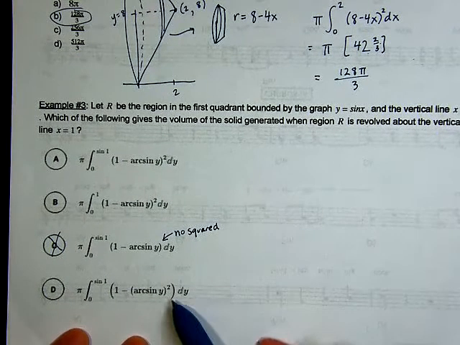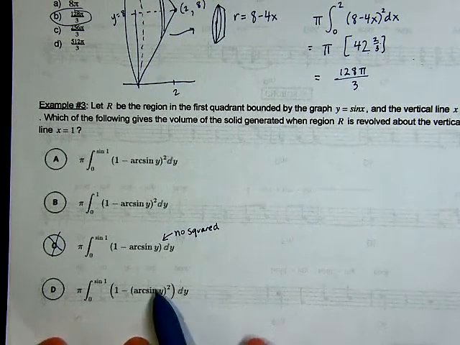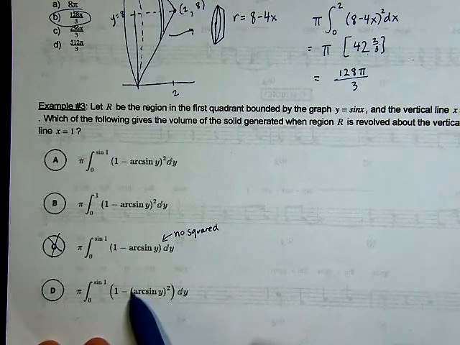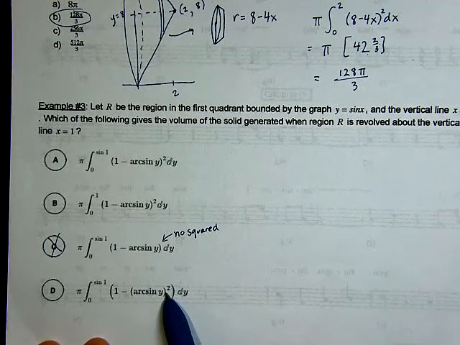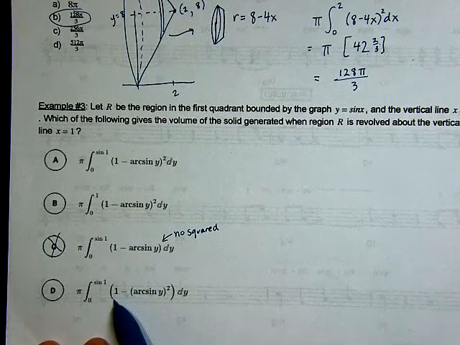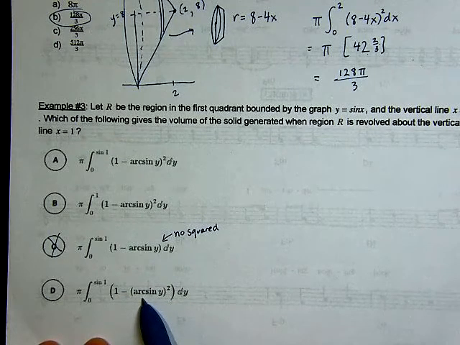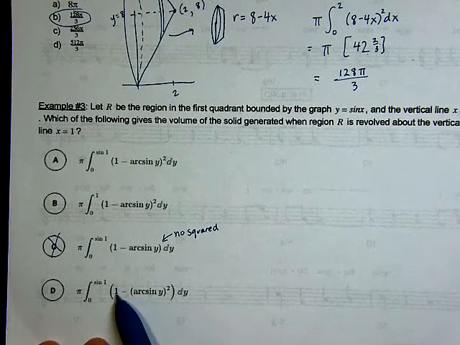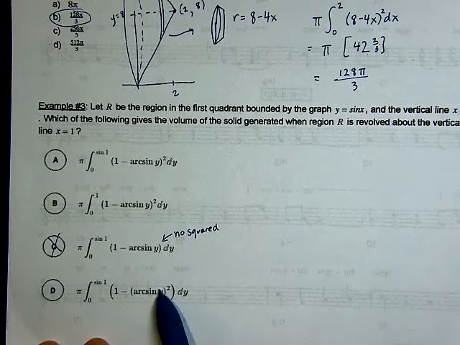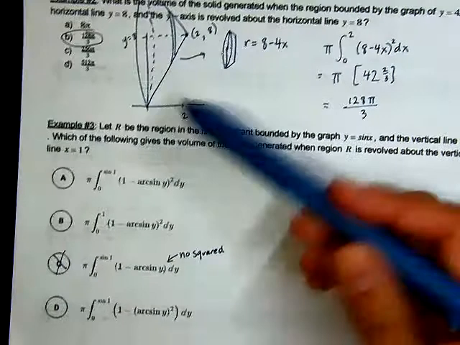However, remember, we have to take the radius and square it. So if you take a look at D, this is taking arcsine, squaring it, and then putting a 1 minus in front. This would have been similar to something we've done in the past where we had to have 1 minus and then squaring something like this. But if you want all of the radius squared, you need something more like A or B. So D is out.